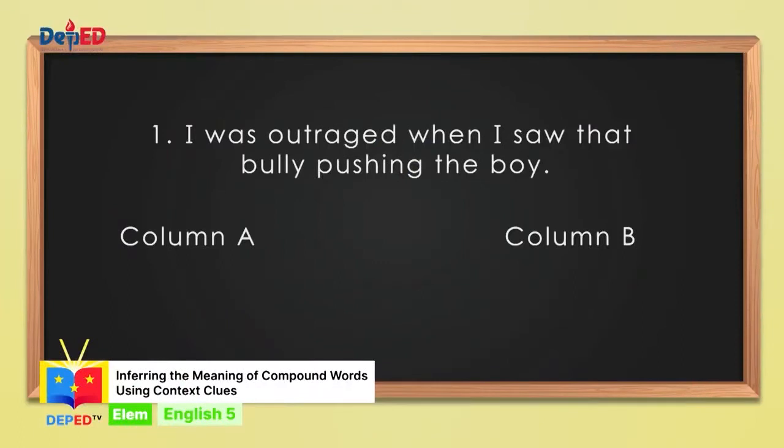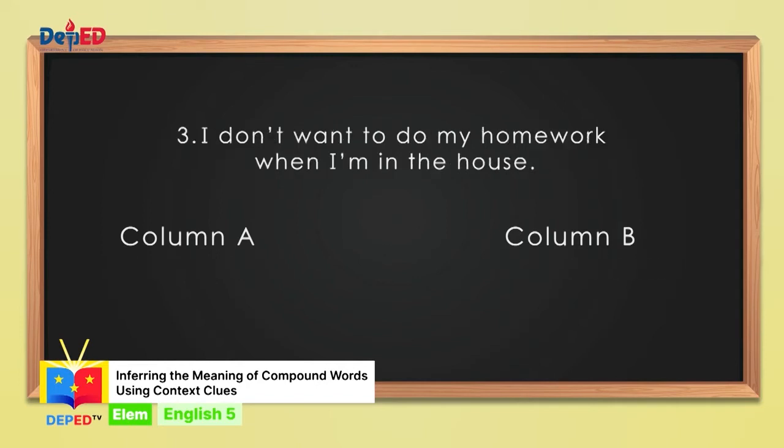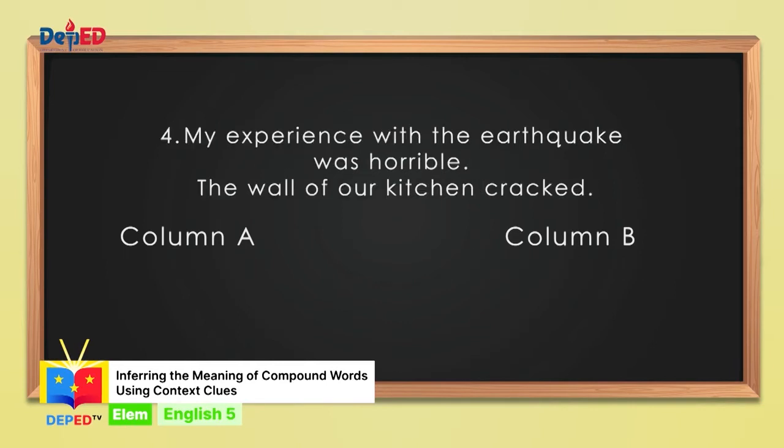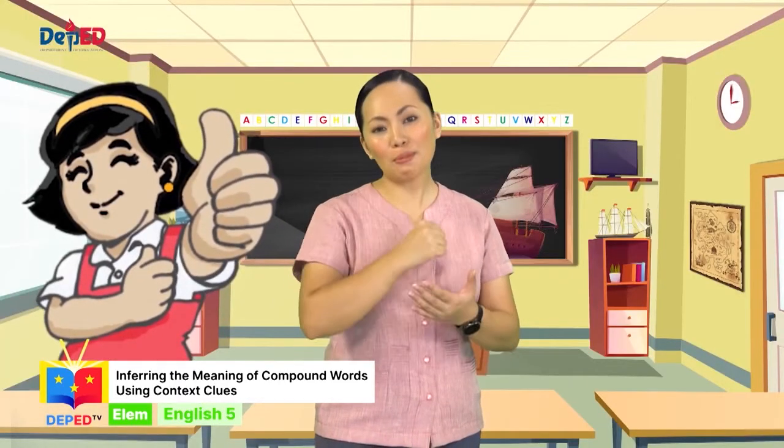The compound word for number 1 is outraged. The meaning of outraged is on letter D, angered. Number 2, the compound word is drawbacks, and the meaning is on letter B, problems. Number 3, the compound word is homework, and the meaning is on letter A, assignment. Number 4, the compound word is earthquake, and the meaning is on letter C, tremor. And number 5, the compound word is classrooms, and the meaning is on letter D, schoolhouse. Wow! Great job, my pupils!